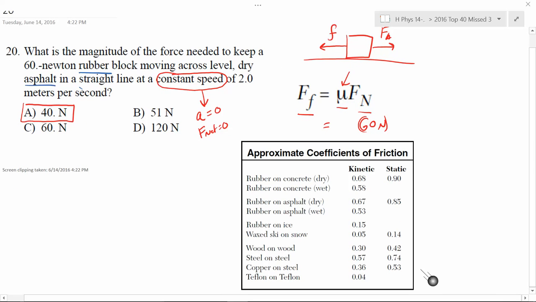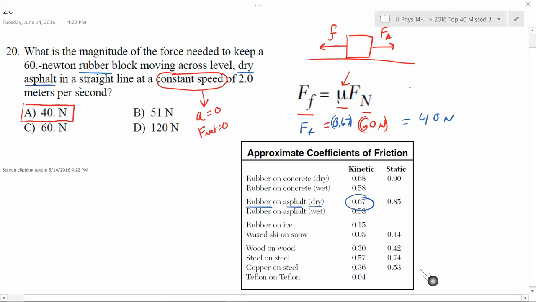Rubber, dry asphalt, and it's moving, so it's kinetic. So this coefficient of friction is 0.67, which is going to give us a friction force that is equal to 40 newtons.